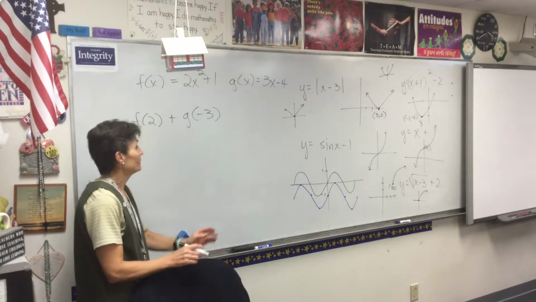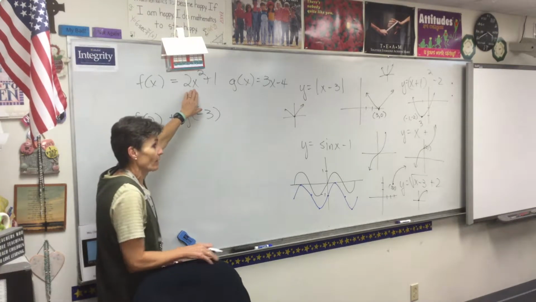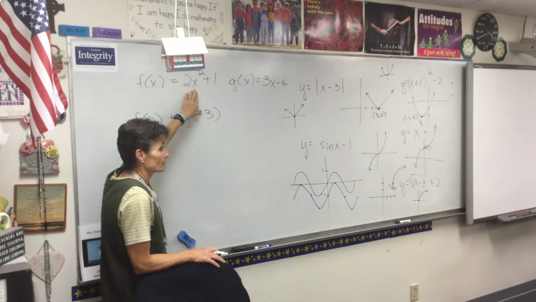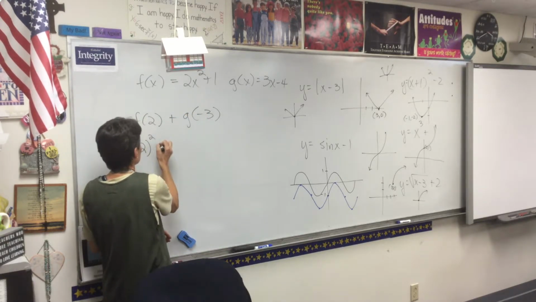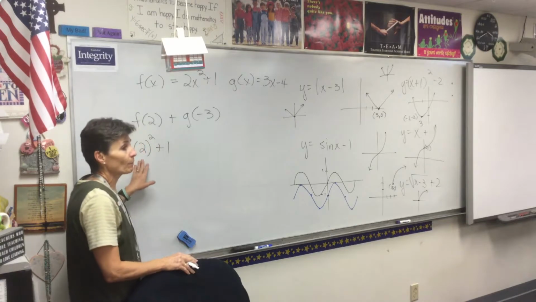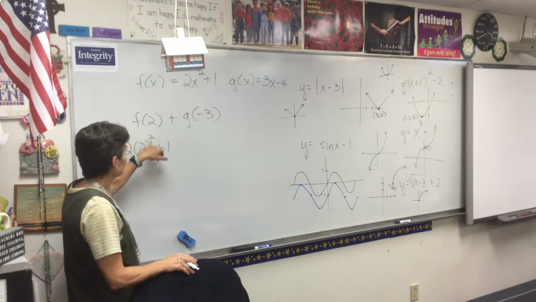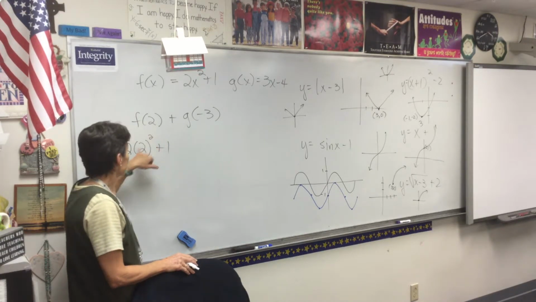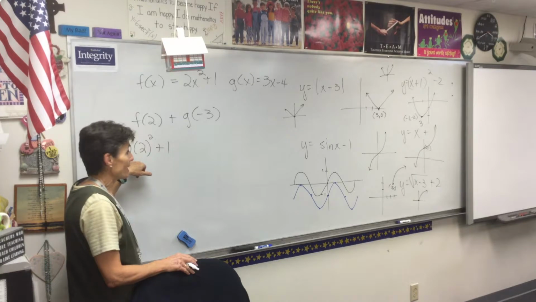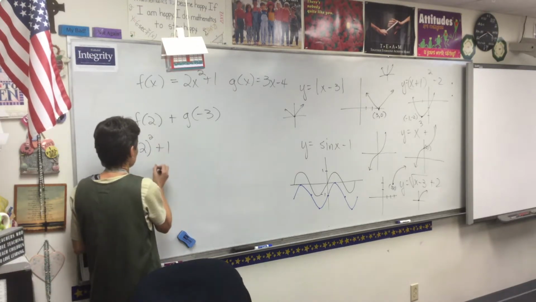This is easy. How do we find f of 2? Plug 2 in for x, right here. So that's going to be 2 times 2 squared plus 1. Order of operations, exponents first, PEMDAS. So first we do the squaring. 2 squared is 4, times 2 is 8, plus 1 is 9. So this value is 9.